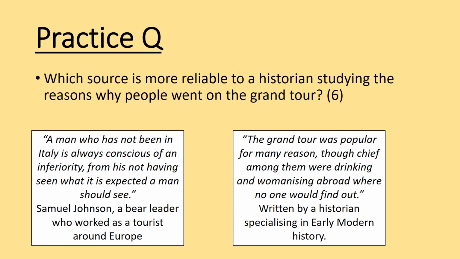Okay, so now you've had a look at how to do a question 2, you're going to have a go at putting it into practice. So we have a question here: which source is more reliable to a historian studying the reasons why people went on the Grand Tour, for 6 marks? You've got source A on the left and source B on the right. You need to analyse the sources through content, context and authorship. And then you must come to a final judgment: which is more reliable and why.